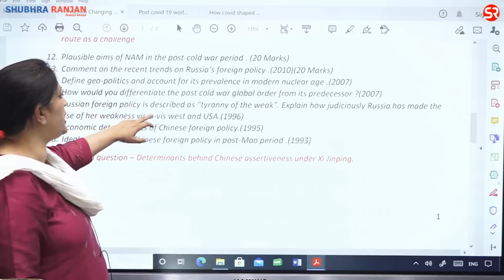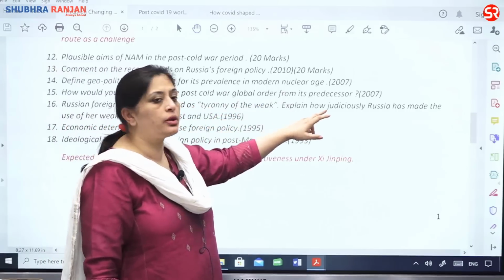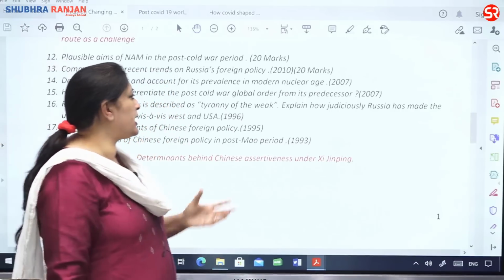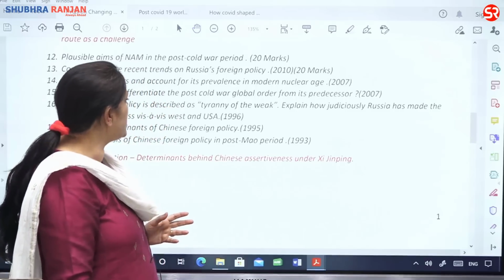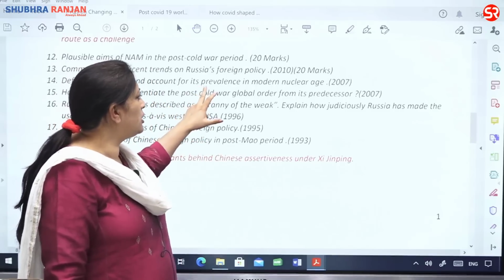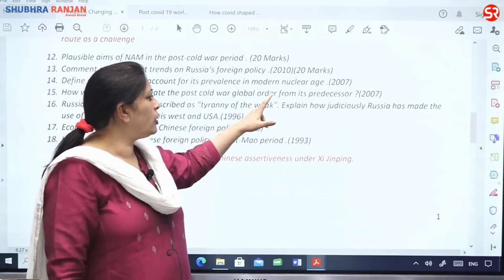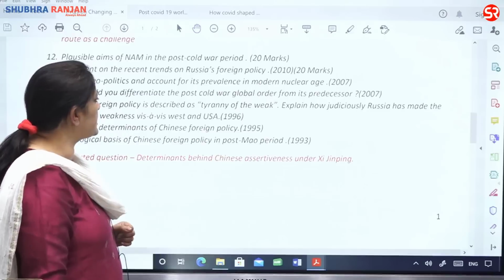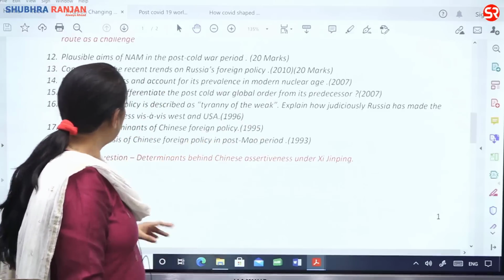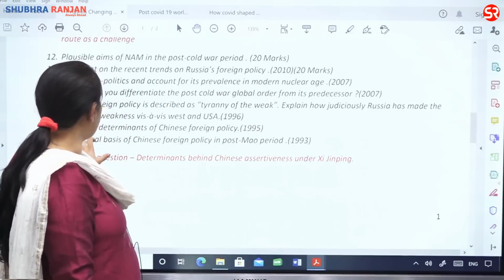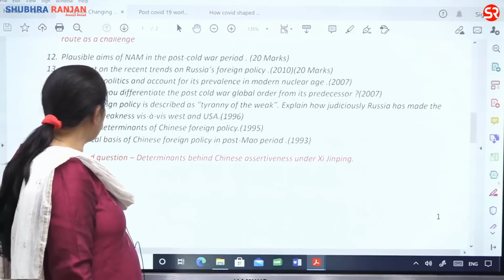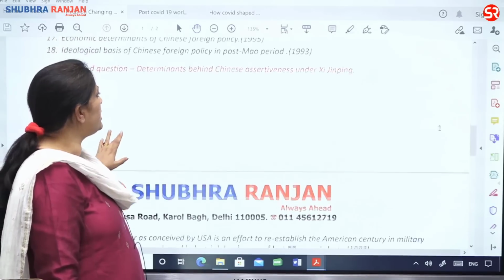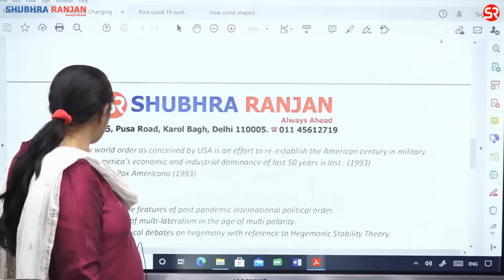How to differentiate the post-Cold War global order from its predecessor. So this question can be modified: how to differentiate the post-COVID global order from its predecessor. Russian foreign policy is described as tyranny of the weak. Now Russia is not that important. Economic determinants of Chinese foreign policy, ideological basis of Chinese foreign policy, determinants behind China's assertiveness.